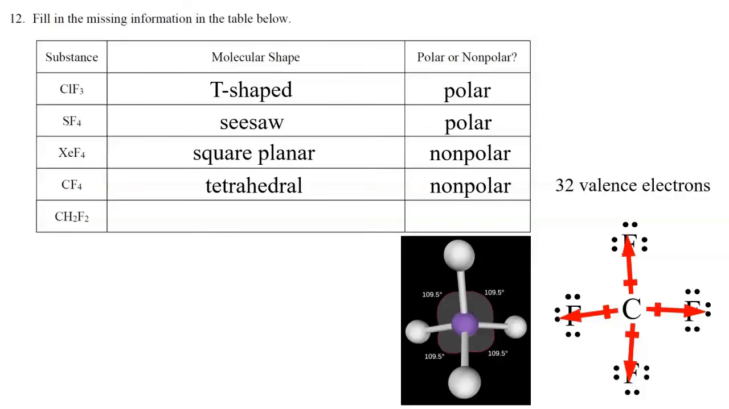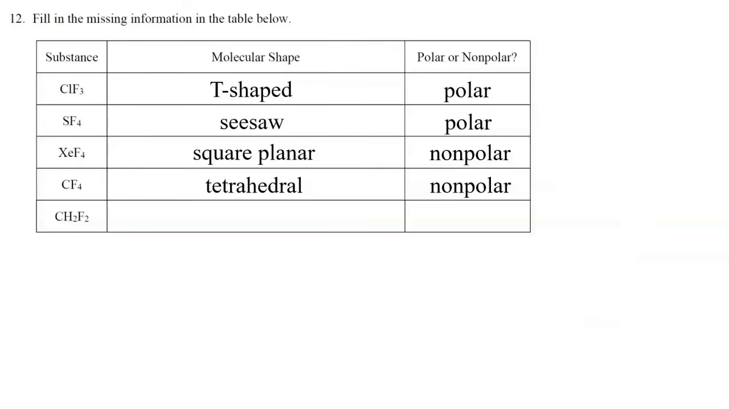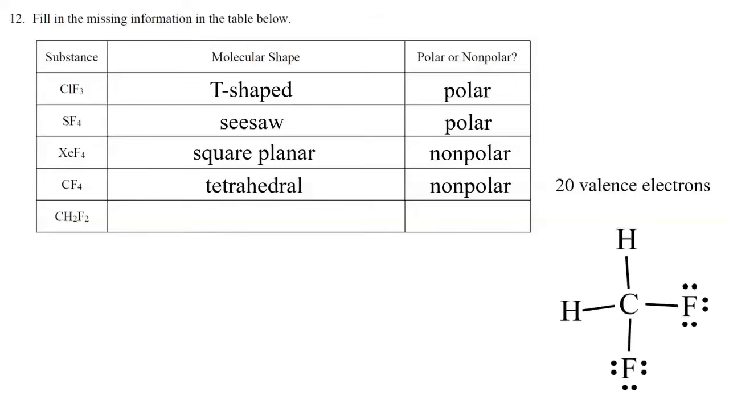Now, what happens if I change this molecule so that 2 of the fluorines are replaced with hydrogen atoms? Now we have CH2F2. That's going to be 4 plus 1 times 2 plus 7 times 2. That's 20 valence electrons. Here's my Lewis diagram.